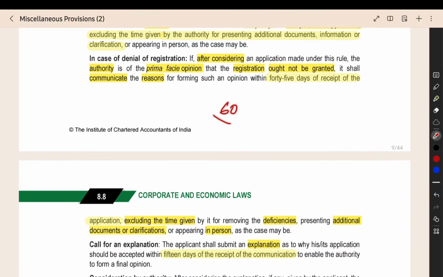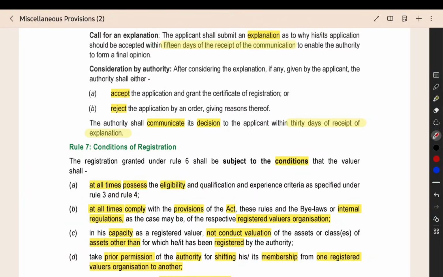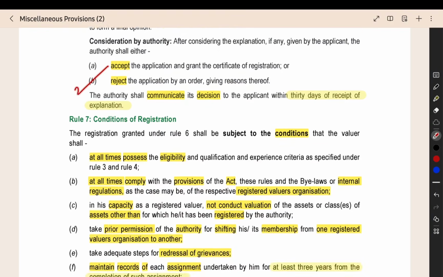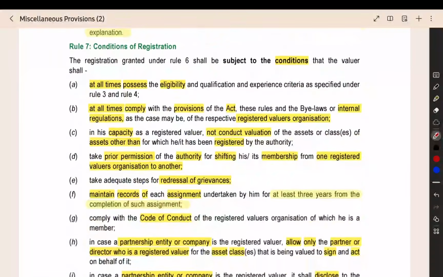So 60 days is the preliminary timeline. If they are rejecting, they have to tell within 45 days. If they reject, you get the rejection notice. After that, you have 15 days to give an explanation. Then, after your explanation, the authority can grant the registration, or they can reject it along with the reason. This is the process for applying for the certificate of registration.